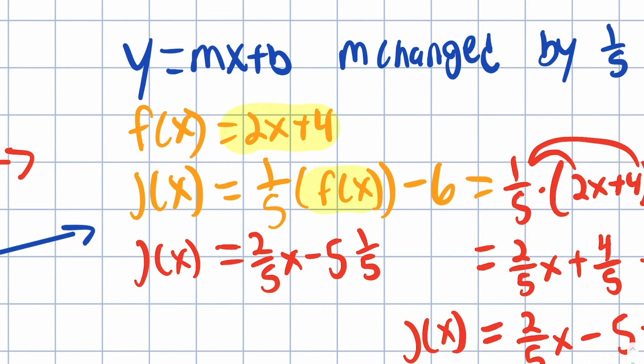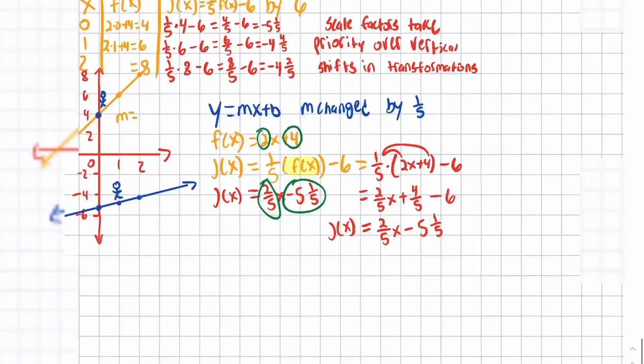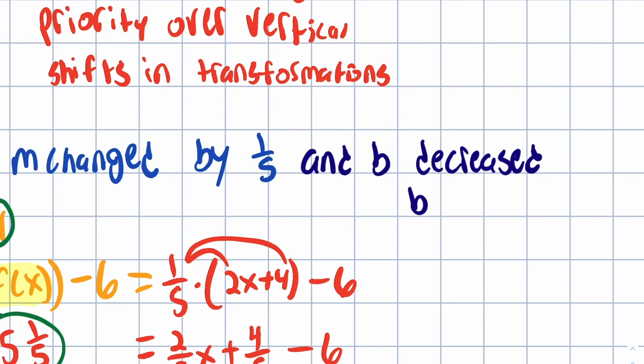And yeah, we can see that m became lower between this slope and this slope. J of x is a lower slope, and the y-intercept is about 9.2 lower. So m changed by 1/5, and b decreased by 9.2 units.